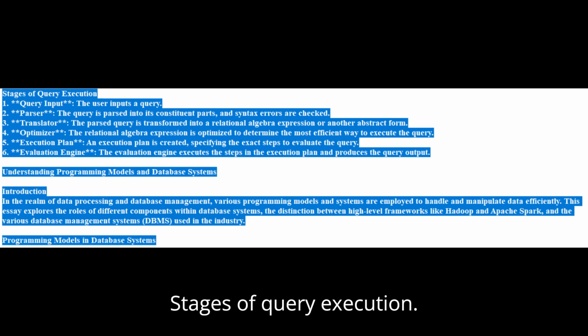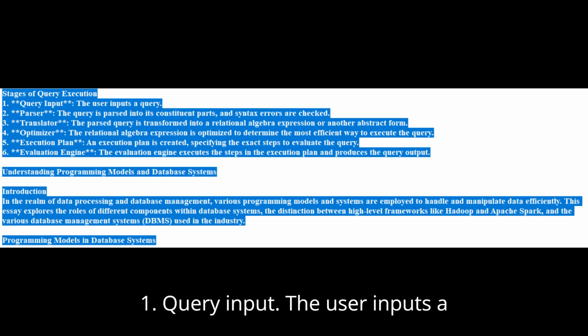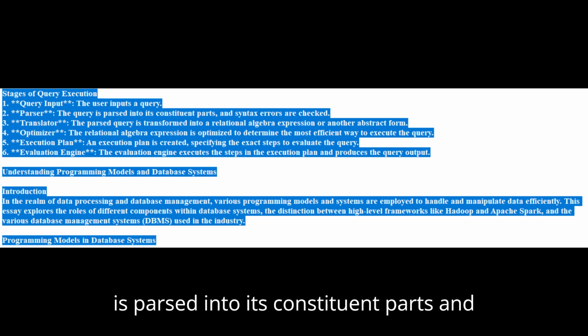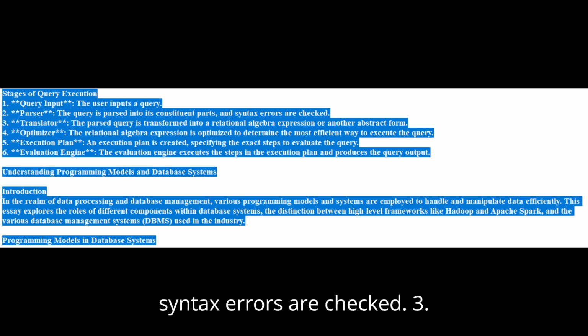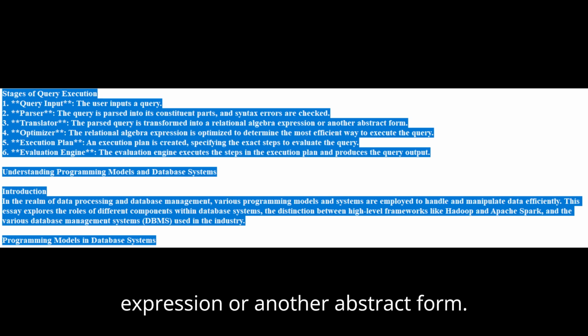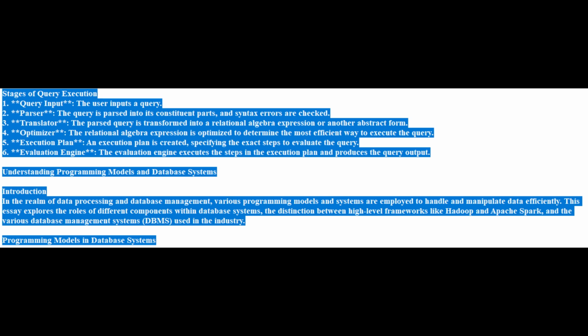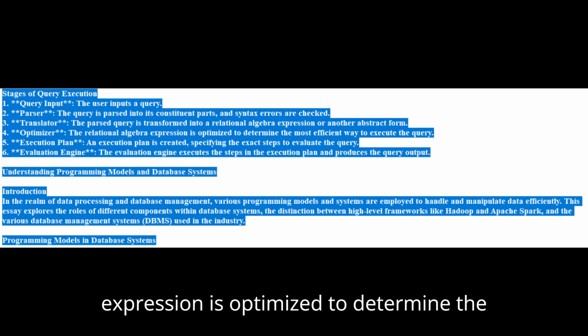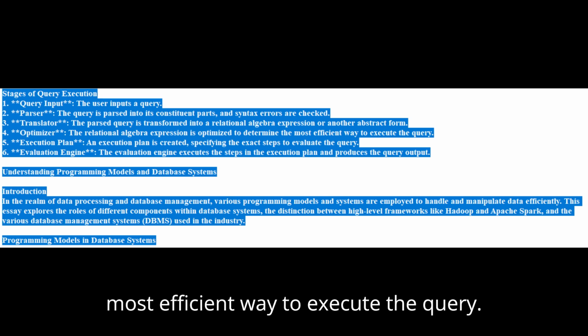Stages of query execution. 1. Query input. The user inputs a query. 2. Parser. The query is parsed into its constituent parts, and syntax errors are checked. 3. Translator. The parsed query is transformed into a relational algebra expression or another abstract form. 4. Optimizer. The relational algebra expression is optimized to determine the most efficient way to execute the query.